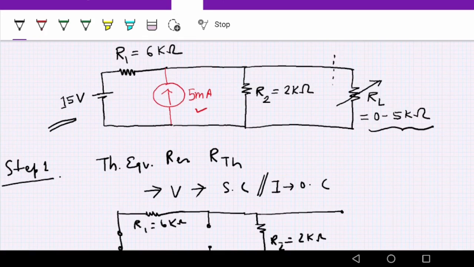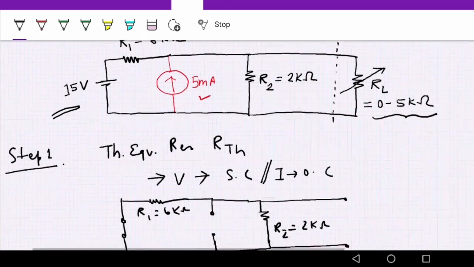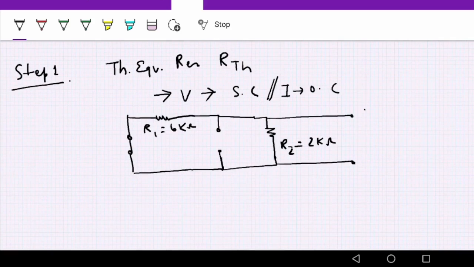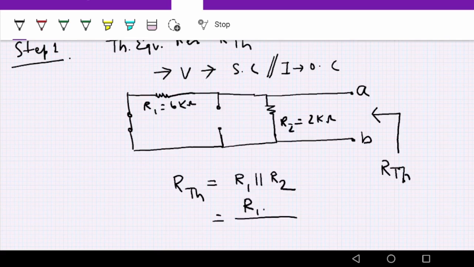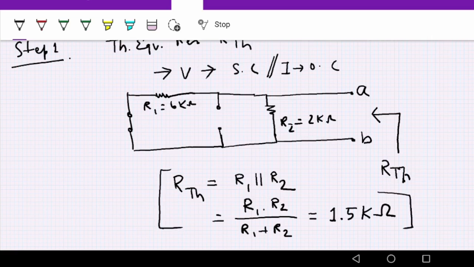So let's disconnect this here and mark these points A and B. Now I have to find the resistance seen from this port, which is RTH. So what is RTH in this case? It's nothing but R1 parallel R2, which means R1 into R2 divided by R1 plus R2. If you substitute the corresponding values, you will get 1.5 kilo ohm. So we have completed step 1.